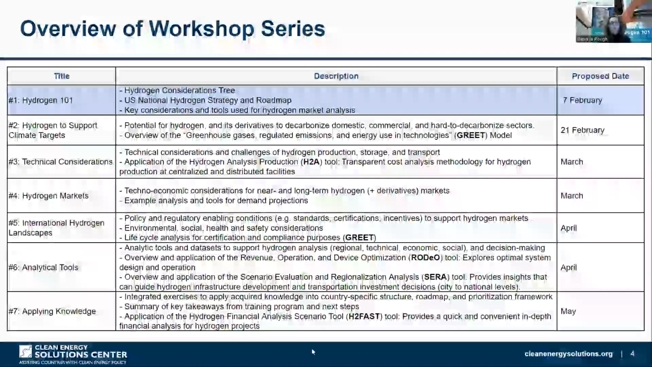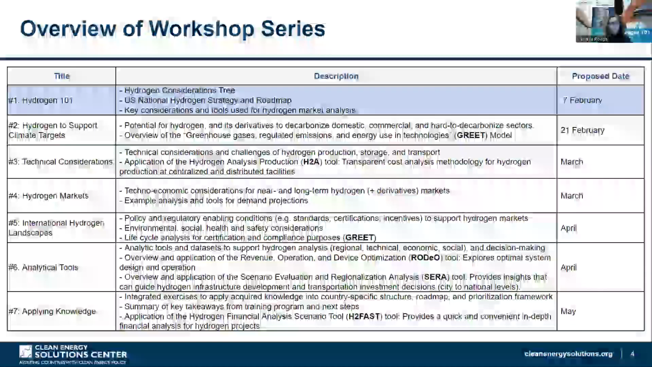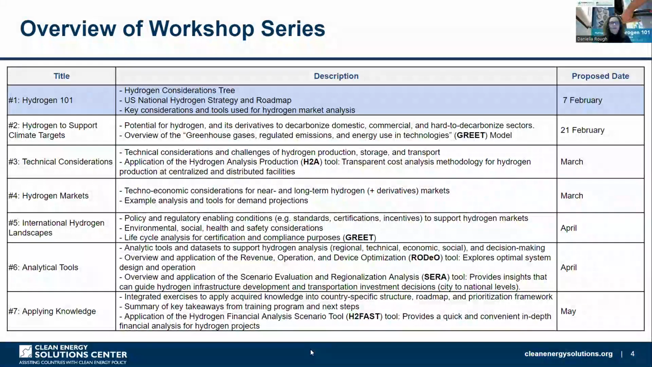Within the hydrogen to support climate targets workshop, we're going to be presenting the GREET model, which is greenhouse gases, regulated emissions, and energy use in technologies. This model can be used to calculate life cycle emissions of different types of hydrogen production pathways. Another example of a tool is the H2A tool, which we'll be presenting in workshop 3 on technical considerations, and we'll be using that tool for transparent cost analysis for hydrogen production, either at centralized or distributed facilities. We have a number of other tools as well that are going to be presented within the context of each of the different workshops.